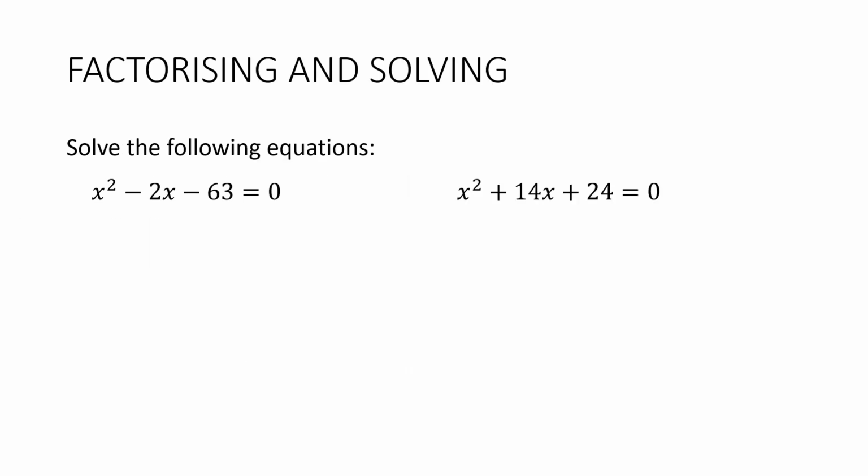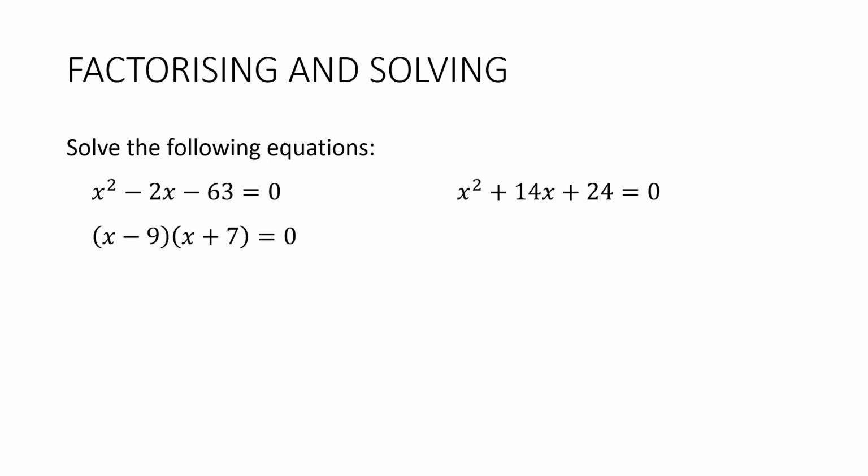Now the whole point of doing that review is because we want to be able to factorize quadratic equations and then solve them using the null factor law. So let's have a go at these two. In this case, signs are going to be different, and we want factors of 63 that have a difference of 2, so that's 9 and 7, and we want the bigger one to be negative. So x minus 9 and then x plus 7.